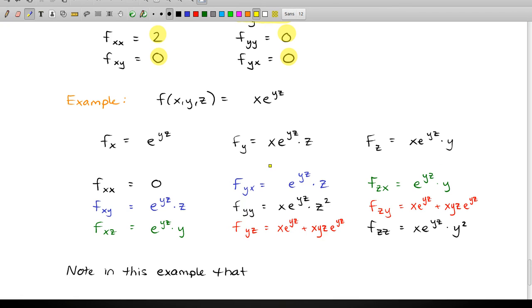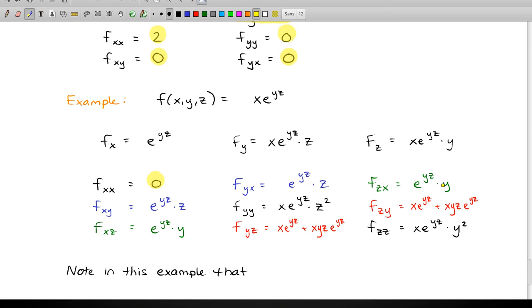Now we're ready to compute second derivatives. Second derivative with respect to x, derivative with respect to x of e to the yz. There's no x's here at all, so this is just a constant. The second derivative is 0. The x derivative of f_y, we now take the derivative with respect to x. The only x in here is this one, and the derivative of x is 1, and so we just get e to the yz times z again. And the derivative with respect to z of f_x is going to pull down a y times e to the yz.